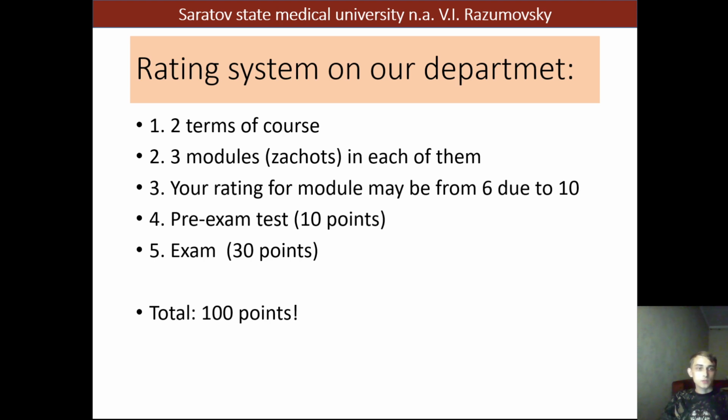In our department we have a rating system, so we should talk about it. Our course includes two terms. In the first term you will have 3 modules, and in the second term you will have 3 modules too. Your rating for one module may be from 6 to 10 points. After 6 modules you will have a pre-exam test, and after the pre-exam test you will have the exam, 30 points. And maximum you will have 100 points.